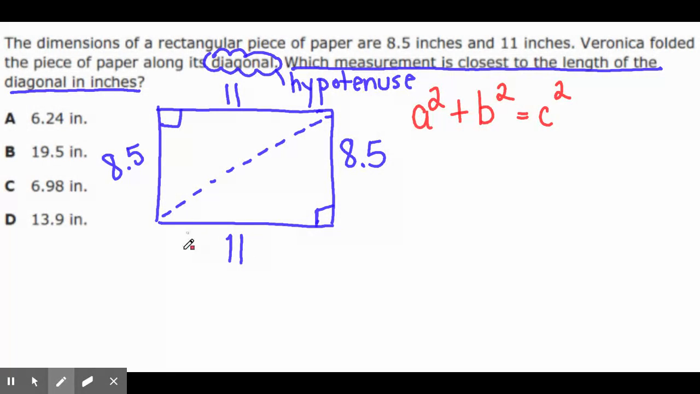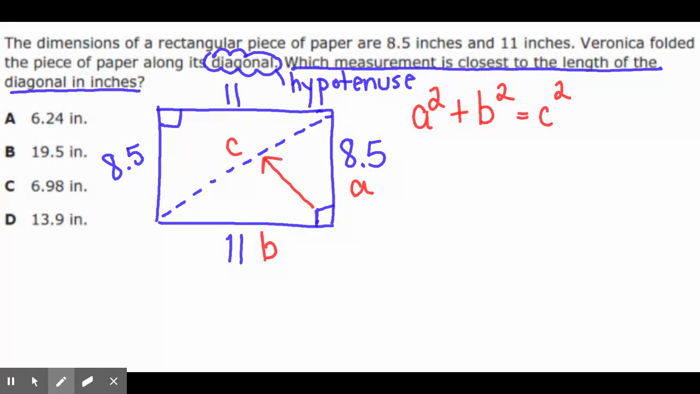So I'm going to go ahead and label 11 with b. I like to use the base of the triangle. 8.5 will be a, and then the diagonal will be c. All right, and we know that that is c because it's the diagonal, also known as the hypotenuse. It's across from the right angle, and it is, of course, going to be the longest side of our triangle.